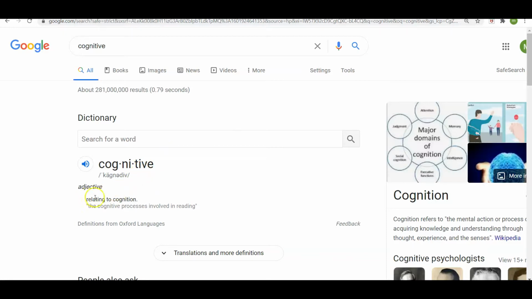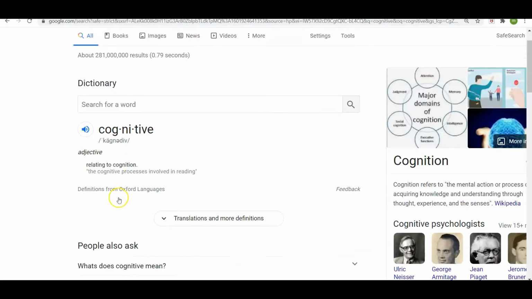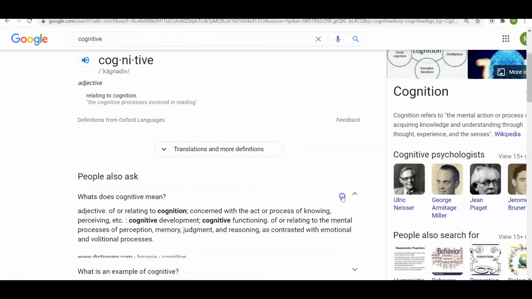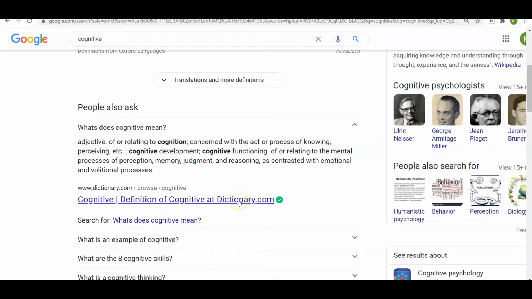Okay. Relating to cognition, well, that doesn't help, right? Cognition's the same thing. Cognitive process involved in reading. That example is perfect for the answer that I want, right? Because cognitive disabilities are often disabilities in learning, often involving reading. Oh, there are disabilities involving math and other things too, but often it does have to do with reading. Like if there are problems with reading, there are often problems with everything else. Problems that can be overcome, of course, but they have to be recognized.